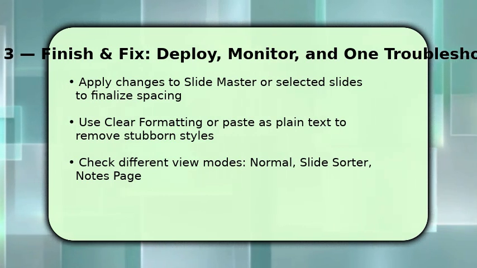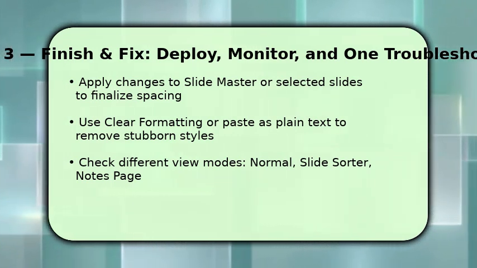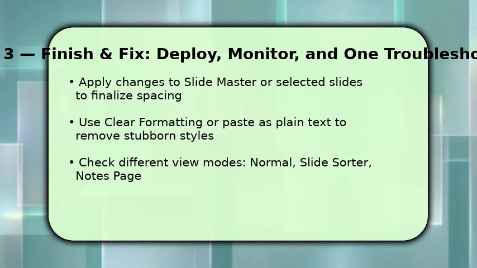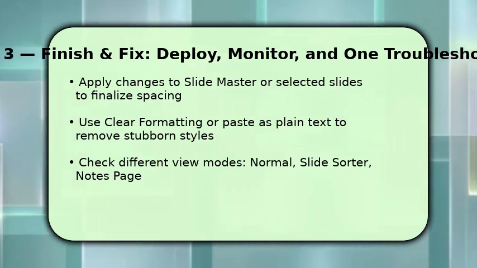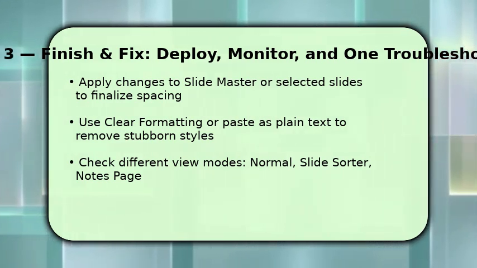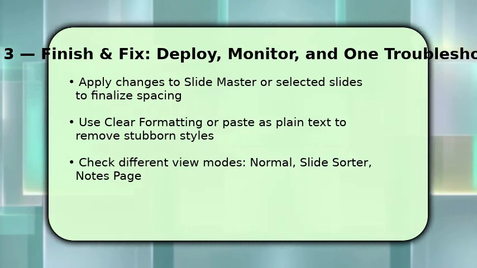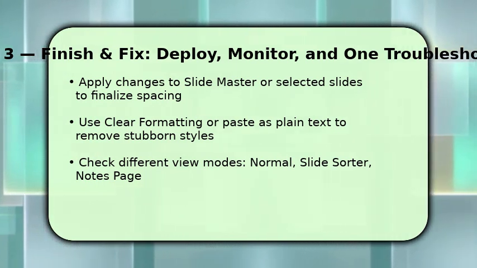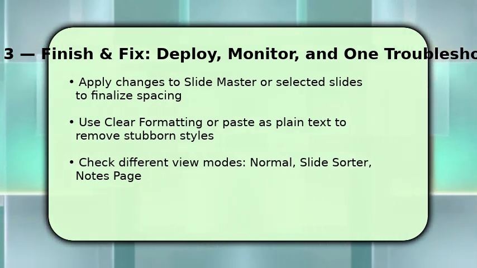If spacing still looks incorrect, try clearing formatting or paste the text as plain text into a fresh text box, then reapply styles. This removes hidden styles that cause odd gaps. Finally, save a version so you can revert if needed.